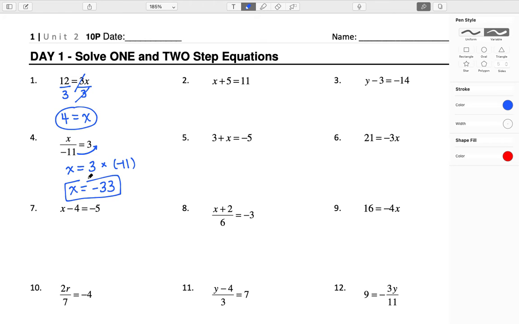Now what about number 7? In this case, it's x minus 4. So I want to move negative 4 to the other side. So negative 4 becomes positive 4, or subtraction, right? It's an expression, so x is equal to negative 5 plus 4. Therefore, x is equal to negative 1.